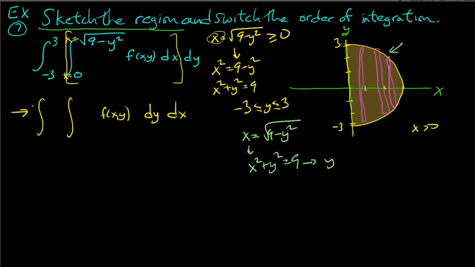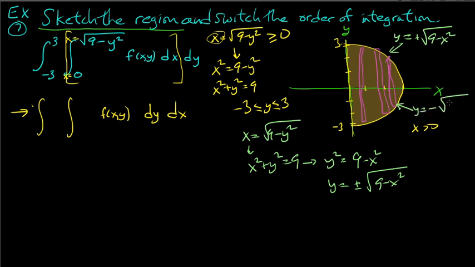But now to solve for y, we'll subtract x squared from both sides, and then take the square root. Plus or minus. Don't forget the plus or minus, because in this case, we need both, right? The top half of the circle is the positive square root of 9 minus x squared. The bottom half of the circle is y equals negative square root of 9 minus x squared. So we do need both the plus and the minus here. In fact, those are the limits of integration now, right? So y goes from negative square root of 9 minus x squared to positive square root of 9 minus x squared.